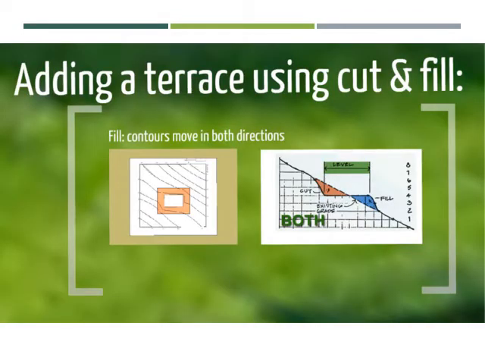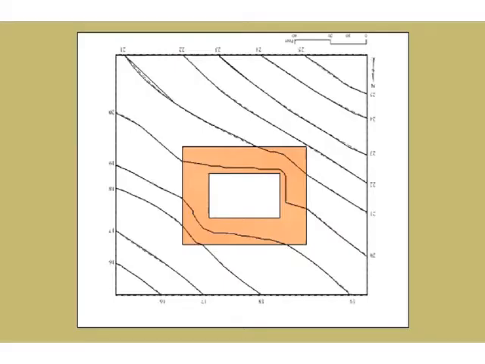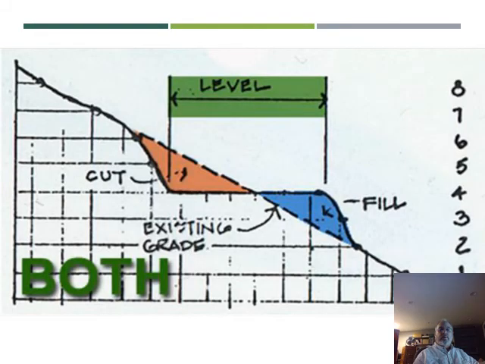And of course, we can use both techniques simultaneously to create a terrace that is in both cut and fill. We commonly call this a balanced solution. In a cut and fill or balanced solution, contours are pulled both to the uphill side and pushed to the downhill side. So there's a steeper slope on the uphill side and on the downhill side with a flat surface in the middle. Again, this is easier to see in section.